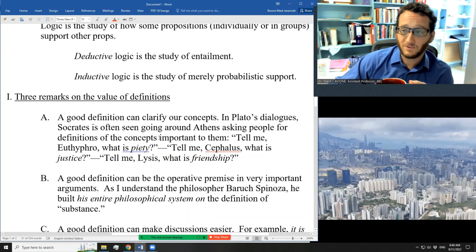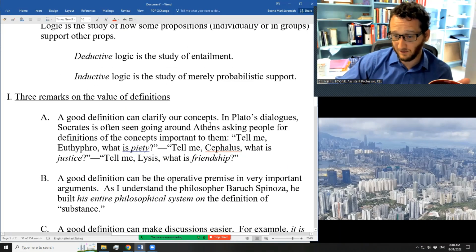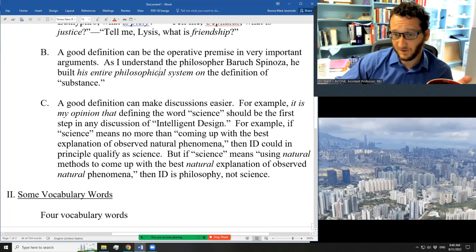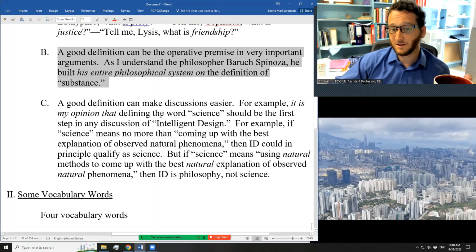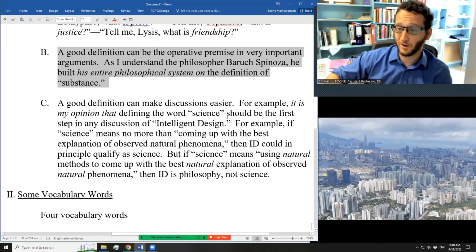Okay, so definitions can be important. One, they can clarify our concepts. Two, they can be the premises that get arguments going. Three, they can clarify discussion. Sometimes you really need to stop a debate, a discussion, an argument, where the word argument is used in that other sense, two people disagreeing with each other.